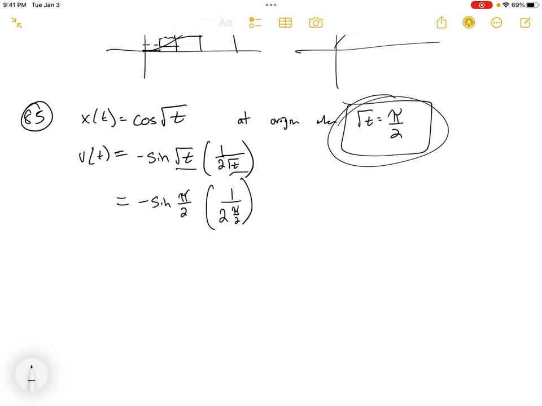There's no need to. Okay, so what is negative sine pi over 2? That's just negative 1, yes. And then this thing over here is 1 over pi. So I think my answer is negative 1 over pi. If you actually do that out on your calculator, I think it's C. Negative 0.318, that sounds about right. A little less than a third. All right, so that's 85.